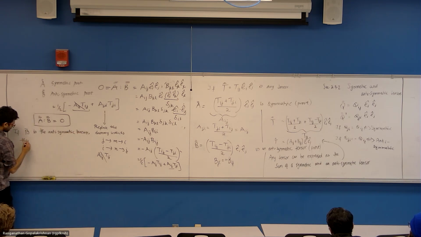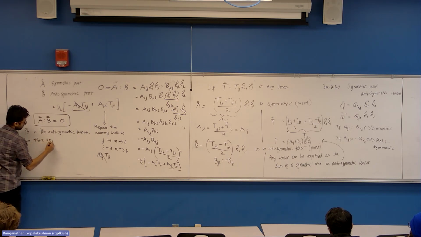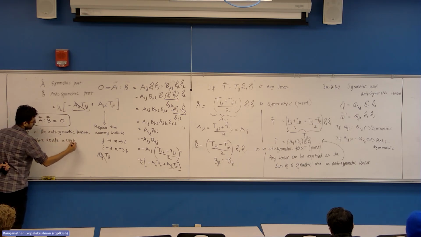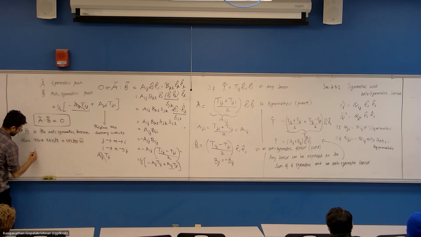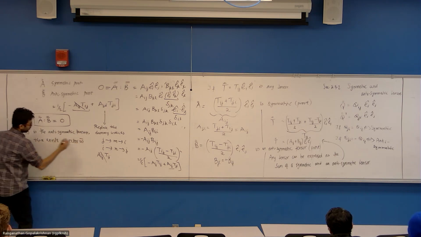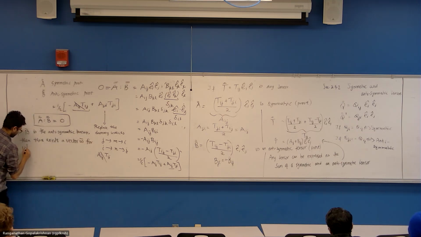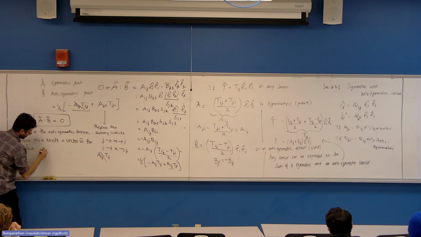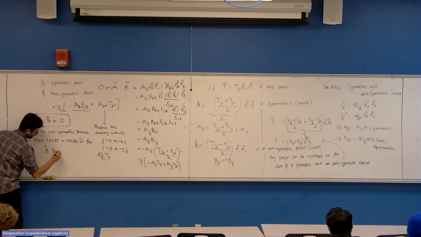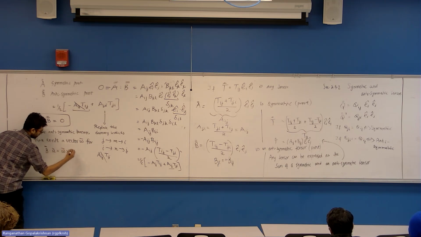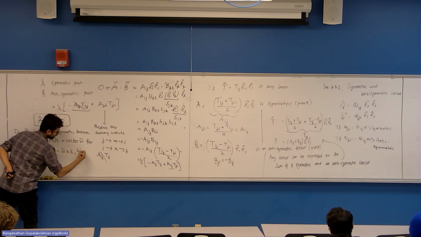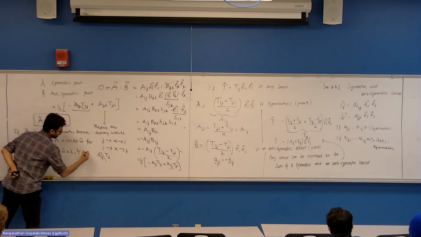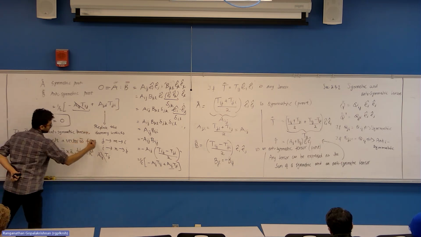then there exists a vector, we'll call it W, for which B dot A is equal to W cross A, for any vector A. For any vector A in that space.